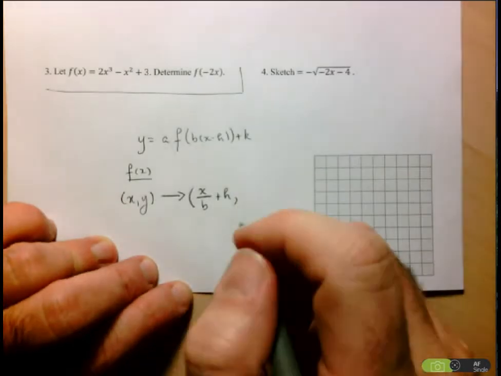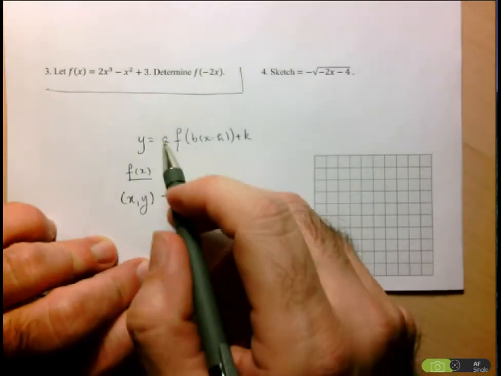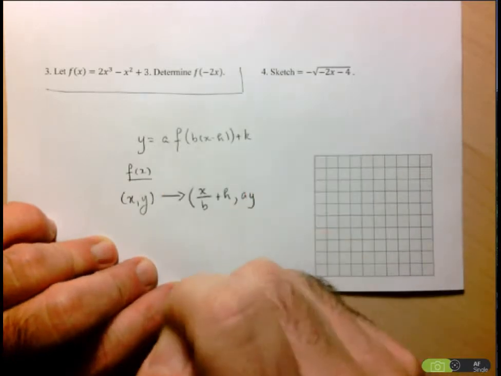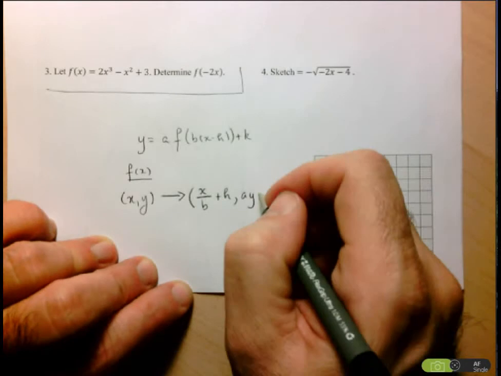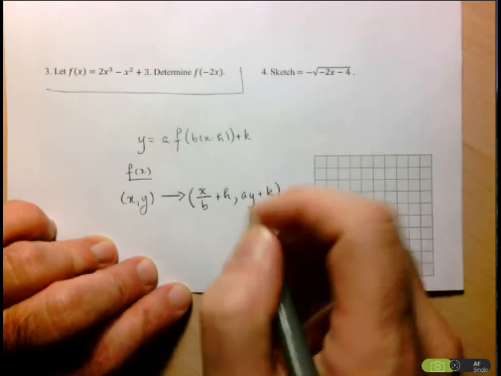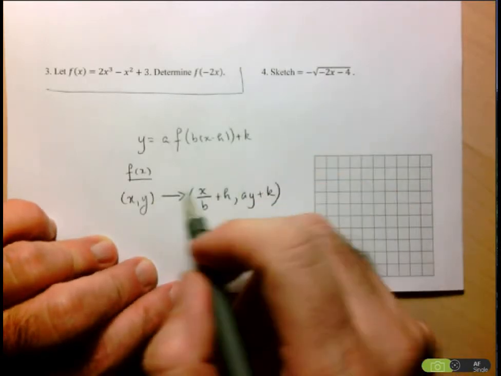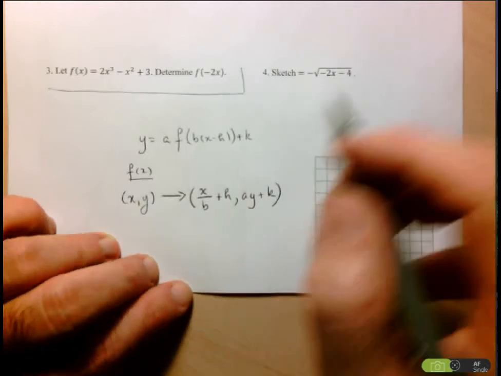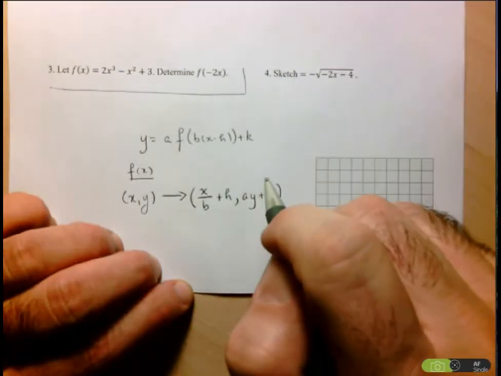Now we look at the y values, and here we see that the y value is first going to be multiplied by a, and then we're going to add k. So this represents a transformation of any point on the parent function. Okay, so now let's work on this function here.